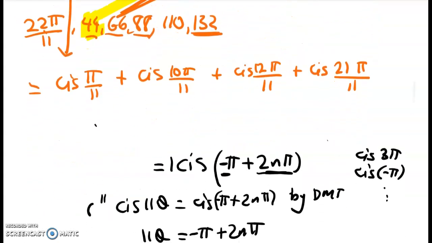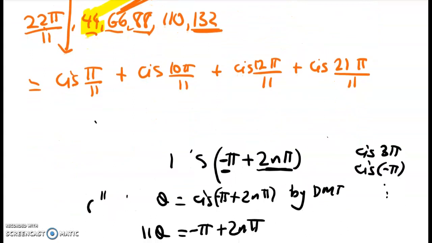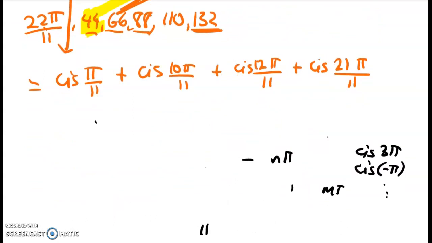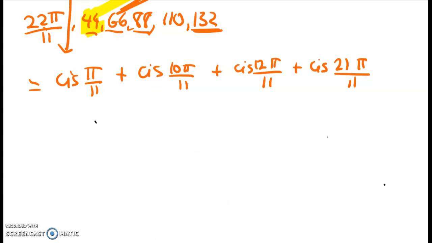And now we're trying to clean this up and show that that all is equal to 0. But it's a show that question, so we can't skip steps too much. So what can I say now? Well, if you think about where these things are sitting, cis of pi on 11 is about here, right? And cis of 10 pi on 11 is over here. Now, cis of 12 pi on 11 is around here.